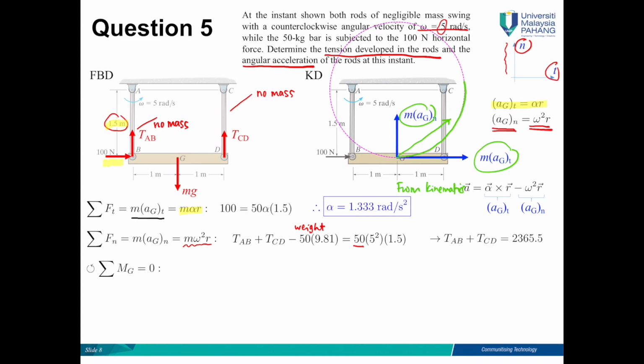We have to move on to the third equation to solve the problem, which is the equation of moment. Moment is still calculated about G, so the sum of moments about G equals 0. TAB is going clockwise, therefore it is negative because we define counterclockwise as positive, and TCD is going counterclockwise about G, so this will be positive. The distance is 1 meter for both, so in the end TAB equals TCD equals 1183 Newton.